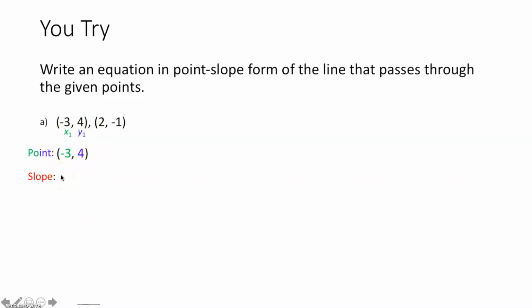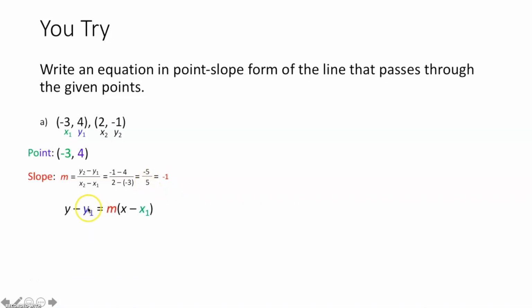Now, what's my slope? Well, in order to figure out slope, I need x sub 1 and y sub 1 and an x sub 2 and a y sub 2. So this would be my x sub 2 and y sub 2. Now I can plug those into the given slope formula in their corresponding spots. What's negative 1 minus 4? That's going to be negative 5. And what's 2 minus negative 3? That's the same thing as 2 plus 3, which is going to be 5. What's negative 5 over 5? That's negative 1. So my slope is going to be negative 1.